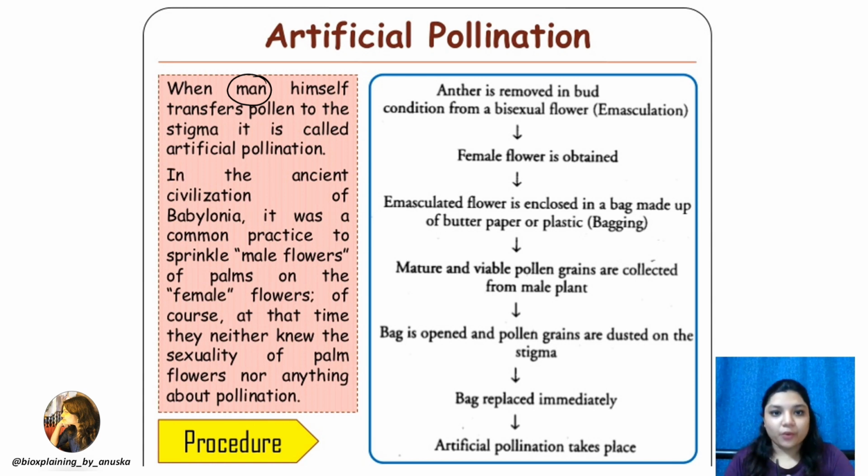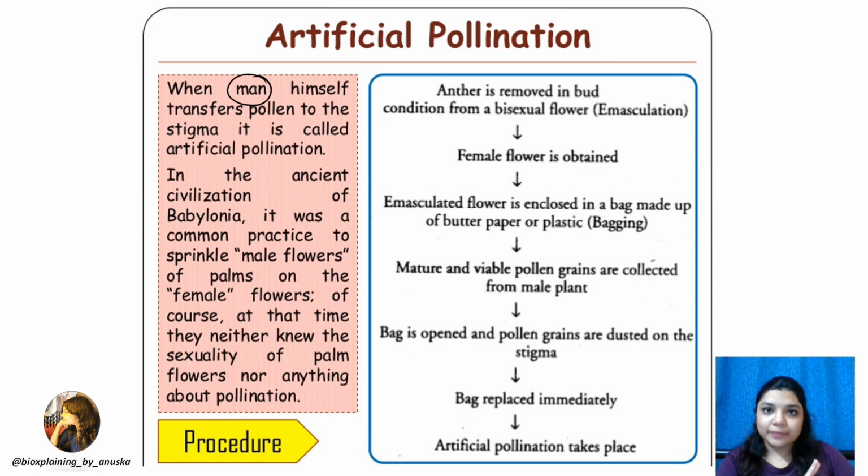So what happened was, in the ancient civilization of Babylonia, there was a very common practice that people would take male flowers and sprinkle them on female flowers. They would do this with palm flowers, right? So they would do this so that they could get the new generation flowers having some different desirable characters.